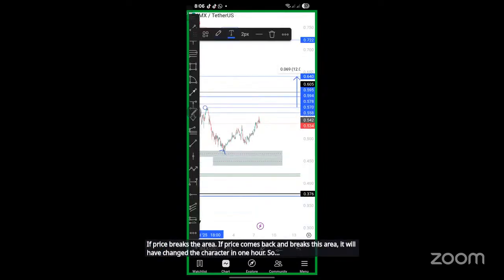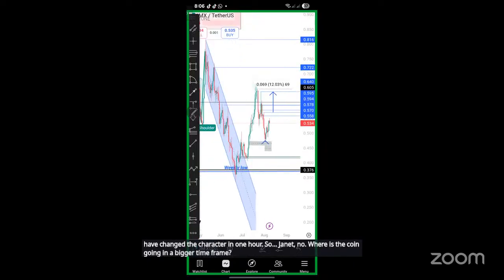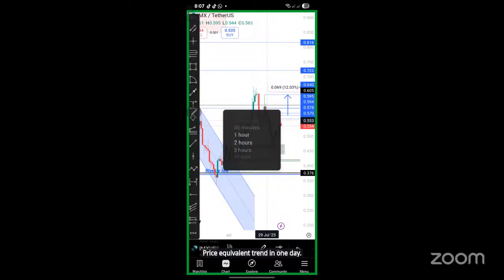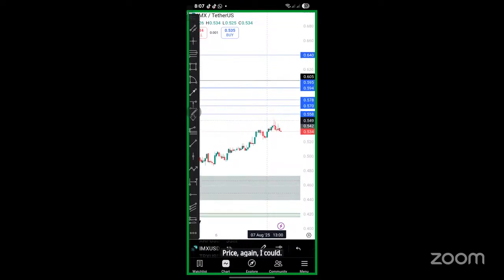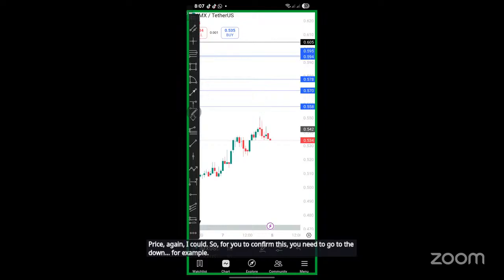So where is the coin going in the bigger time frame? It is making higher highs and higher lows. Price is in an uptrend in 1 day. But when you come to the 1 hour, price again... So for you to confirm this, you need to go down. For example, if you are trading futures, you have to be more careful.